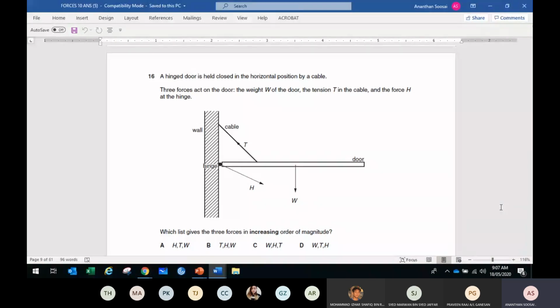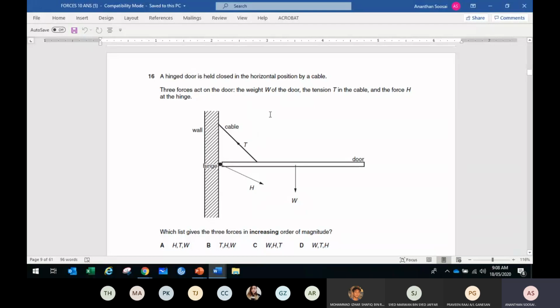Okay, I received the answers. So one of you says A, another one says C. So I got two answers, A or C. A and C are opposite to each other. Which list gives the three forces in increasing order, the smallest to the highest? Okay. So which is the highest force?